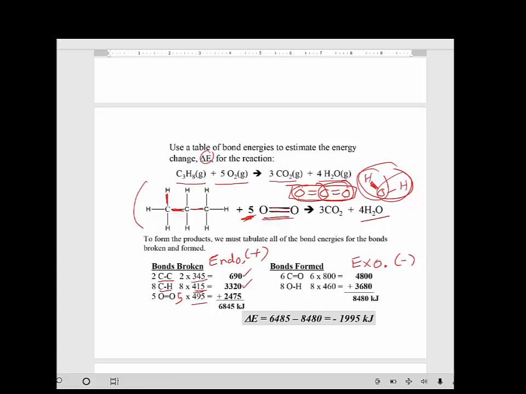We get 690, 3320, and 2475. We add them up. That's 6845 kilojoules. So that's going to be a positive energy change, because remember we said that to break bonds we need to input energy. We need to add heat to the reactant molecules to break those bonds. That's an endothermic change. That Q here is 6845.